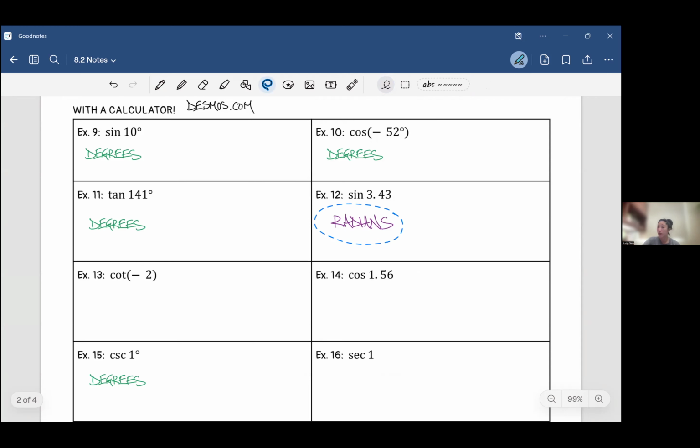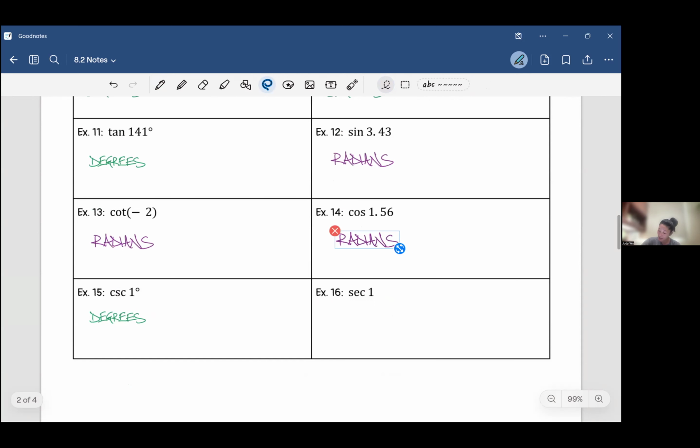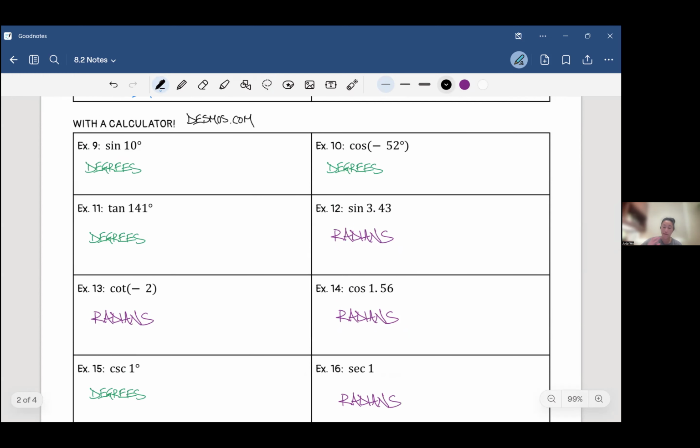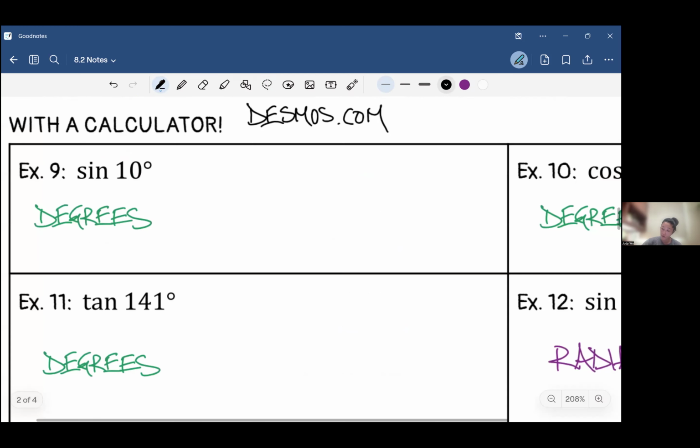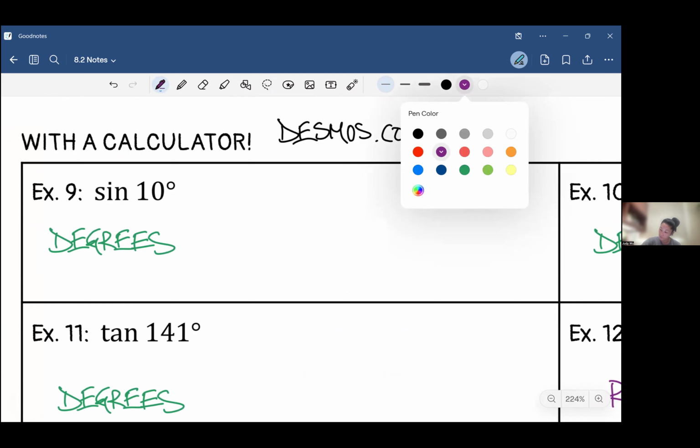So 3.43, no degree symbol, we're in radians. Cotangent of -2, no degree symbol, so we're in radians. Cosine of 1.56, no degree symbol, so I'm in radians. And same thing here, secant 1, no degree symbol, so I'm in radians. Okay, so whichever calculator you're using, let's go ahead and make sure we're in degrees. We're going to go through and do all the green ones first.